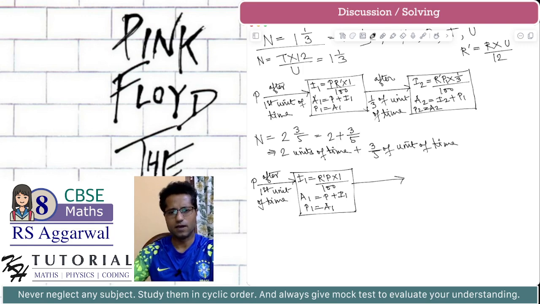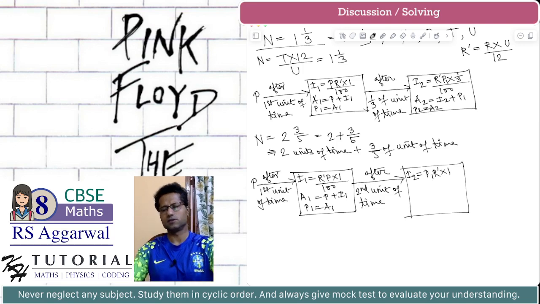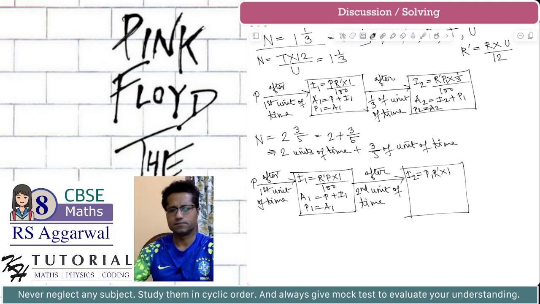So we will have, after the second unit of time, the second calculation of interest, which is I2. I2 will be the current principal, P1, R dash, also multiplied by 1, because we are calculating the interest I2 after one complete unit of time, divided by 100. And A2 is P1 plus I2, and P2 is A2.